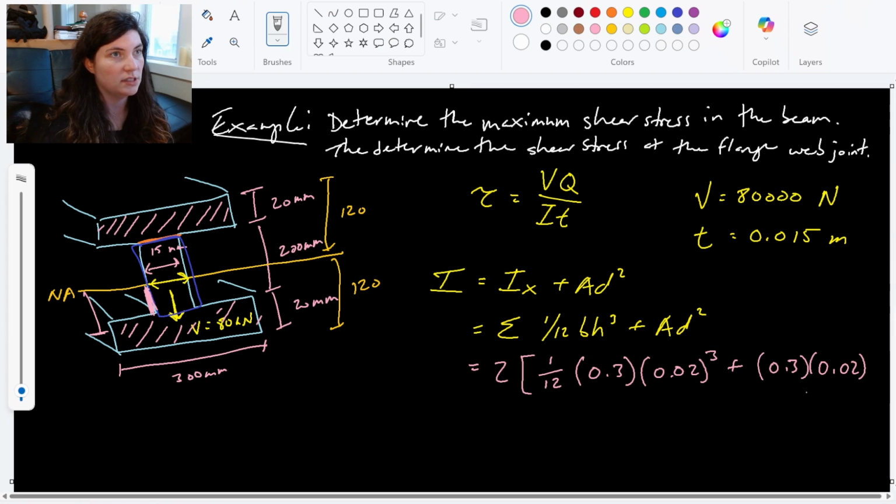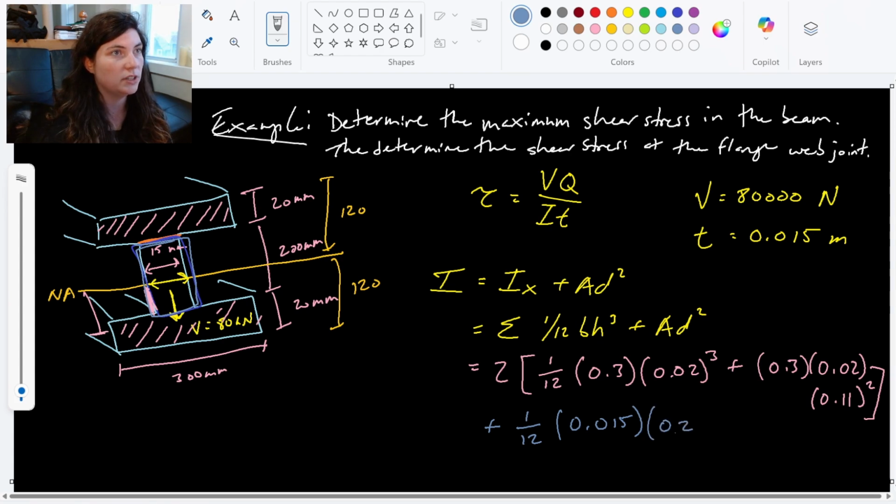Distance away from the centroidal axis is 110 millimeters squared, or 0.11 meters squared. So that takes care of the moment of inertia for the top two squares, but I don't want to forget this middle portion. So my middle portion plus 1/12 base. Here the base is 15 millimeters or 0.015 meters. And then my height is the full height of 200.